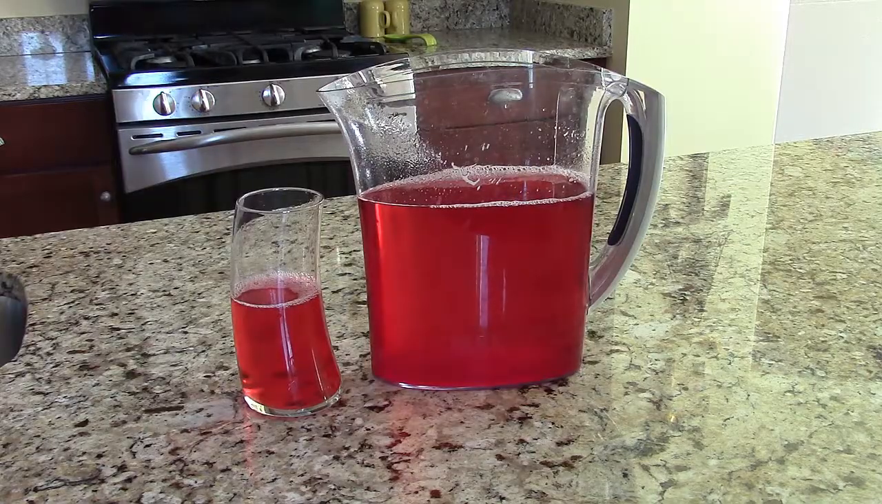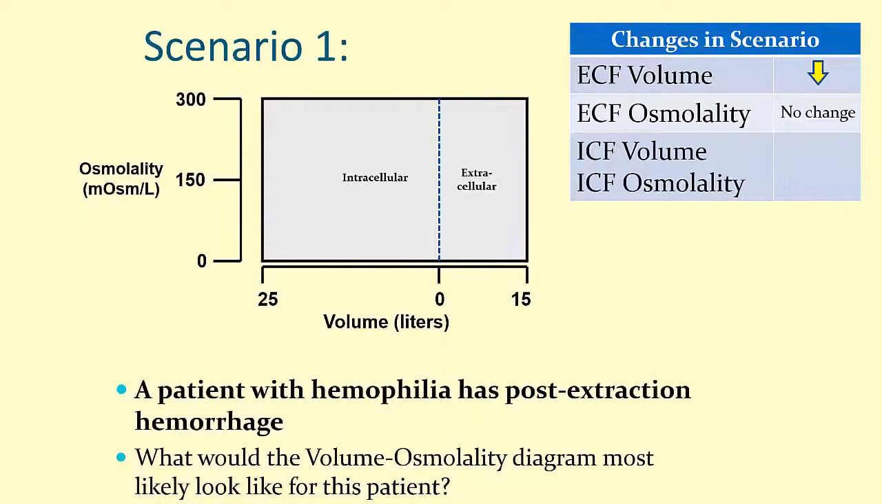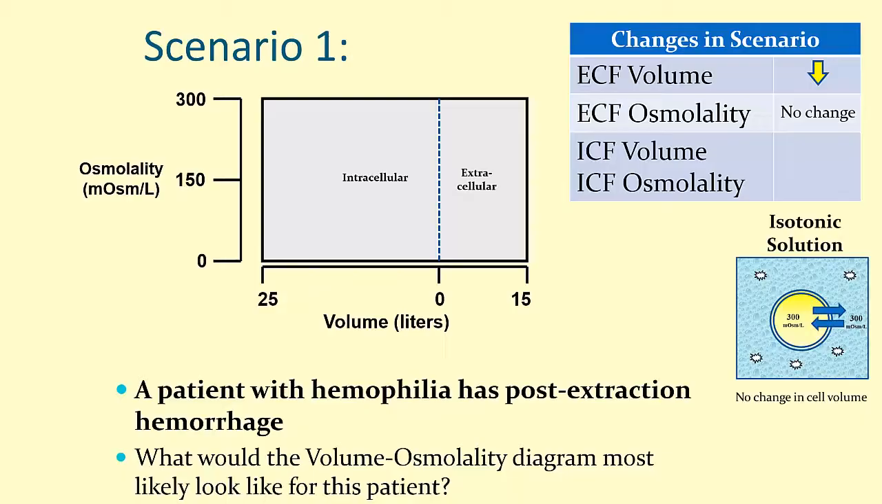indicating that we were still in an isotonic state. So if we return to our volume osmolality case, we can see that the cells of the body are in an isotonic solution, so they will not experience a change in intracellular volume or osmolality. If we place this information into our diagram, it would appear something like this.